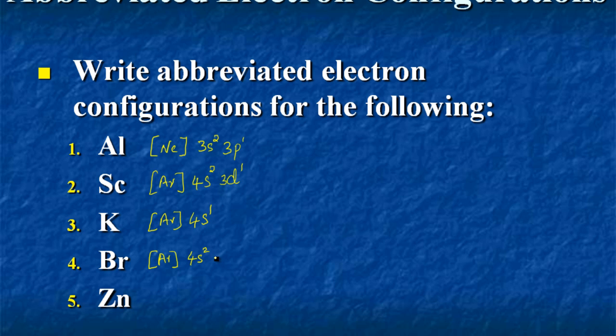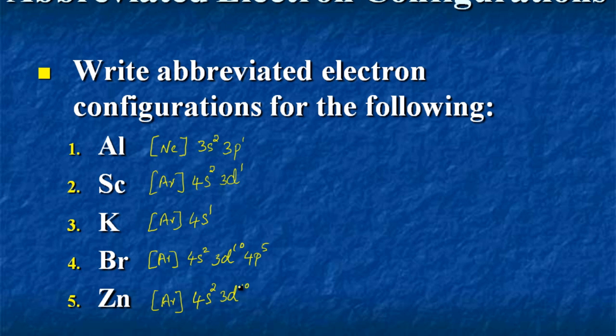4s2, 3d10, then comes 4p. Bromine is in the fifth column, right? So 4p5. Zinc, which noble gas before zinc? Again argon. Zinc is in which period? Fourth, starts with 4s2, 3d10.